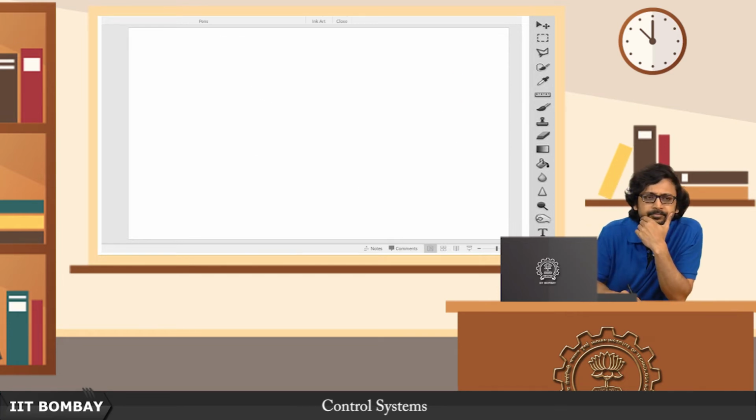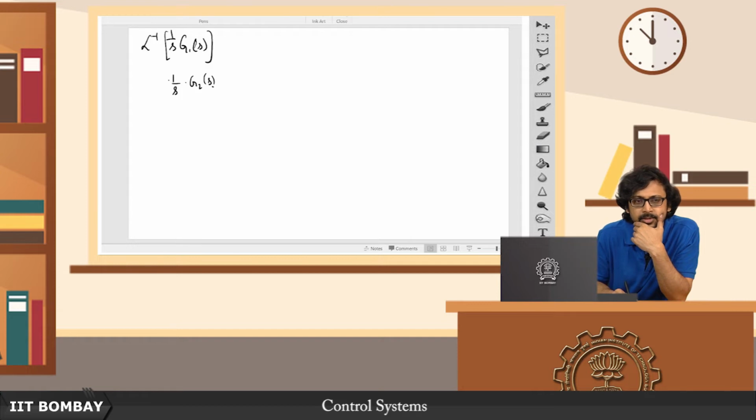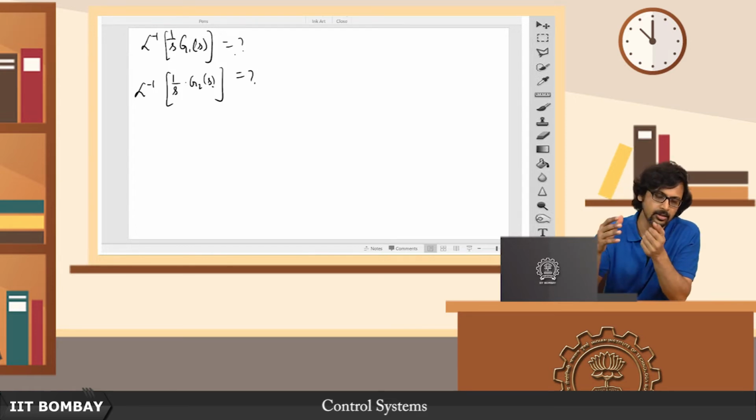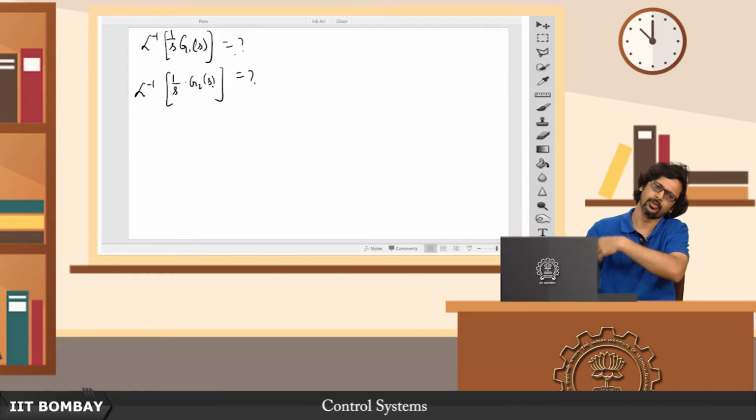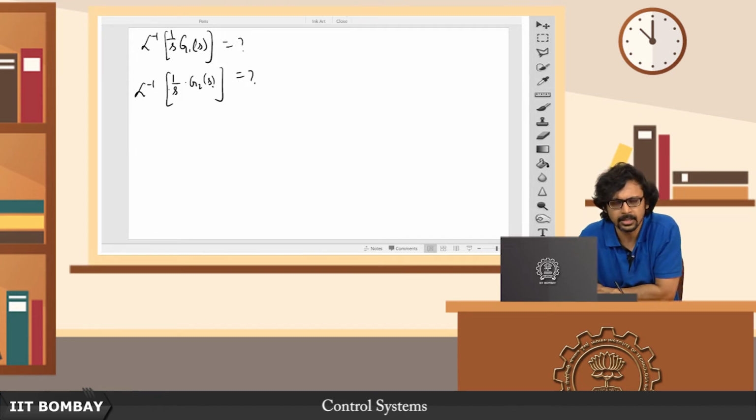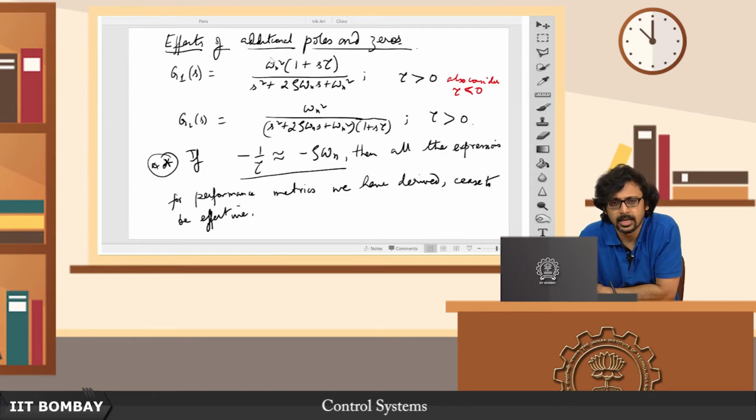Now let's say, for instance, you want to find out the step response of G1(s), and the step response of G2(s). Based on this, you want to find out what your peak value is, percentage overshoot is, peak time is, rise time is, settling time is, and so on and so forth. Now you have to account for this added parameter, which is this added pole or zero.